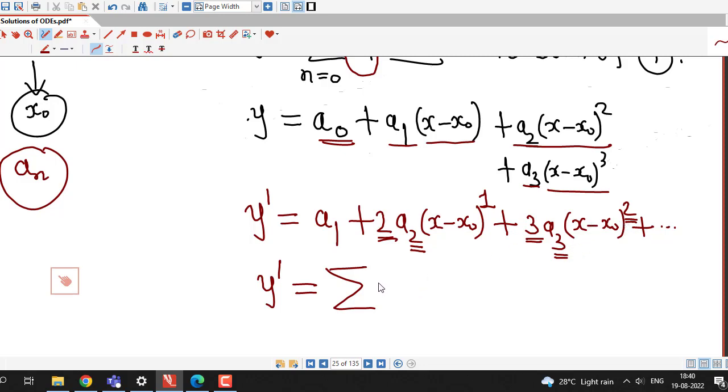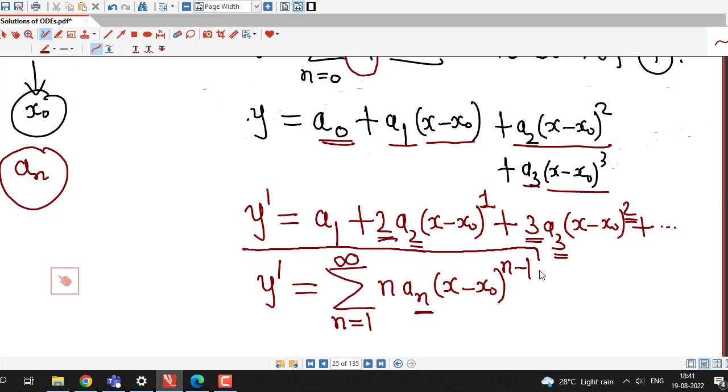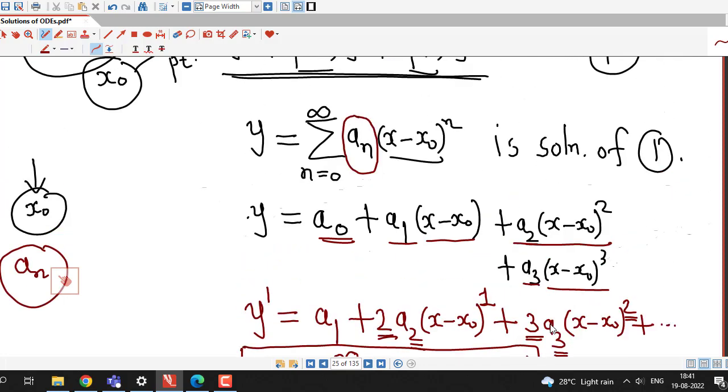So we can rewrite in this way, n times an x minus x0, and here this is n, so I have to write n minus 1 here. That means I can write y dash in terms of sigma notation as y dash equal to sigma n equal to 1 to infinity n times an x minus x0 raised to n minus 1.